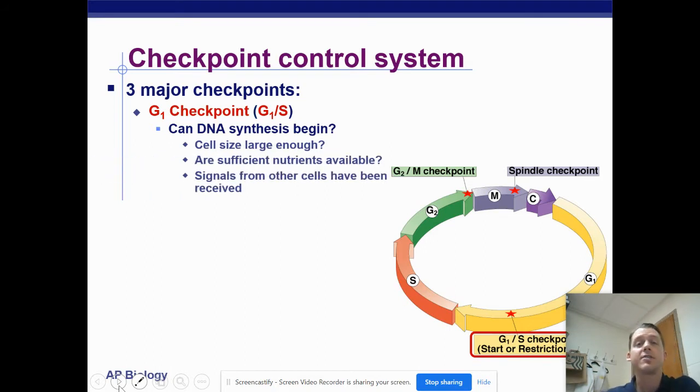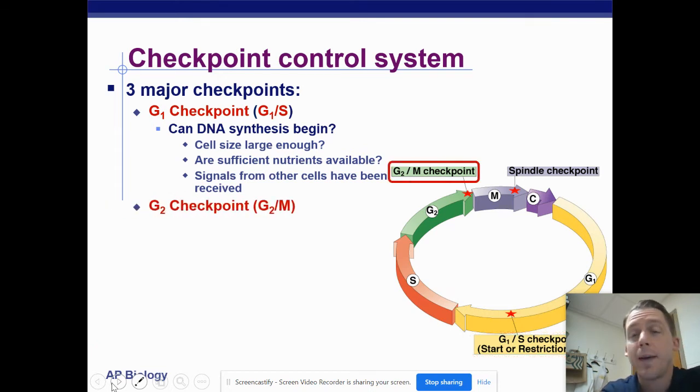The questions the cell will have to answer are: is the cell big enough? Are there enough nutrients? And do we have signals from other nearby cells that there's enough room and enough surfaces for the cells to grow? Those are the questions asked during G1. If the answer to those is yes, then the chemical signal will be received and the cell will move on into S phase.